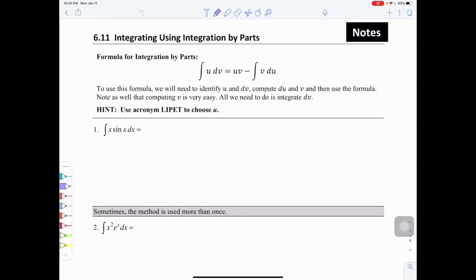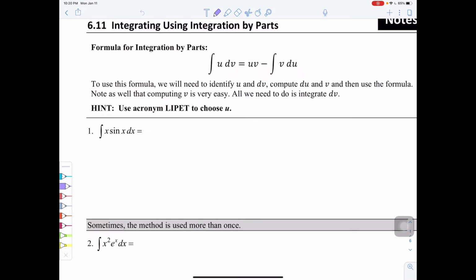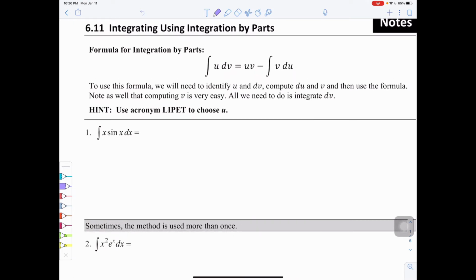Integration using the integration by parts method. We'll jump right on in and look at the formula for integration by parts. To use this formula, what we'll need to do is identify u and dv in the original integral, and then we will compute du and v and then use this formula.